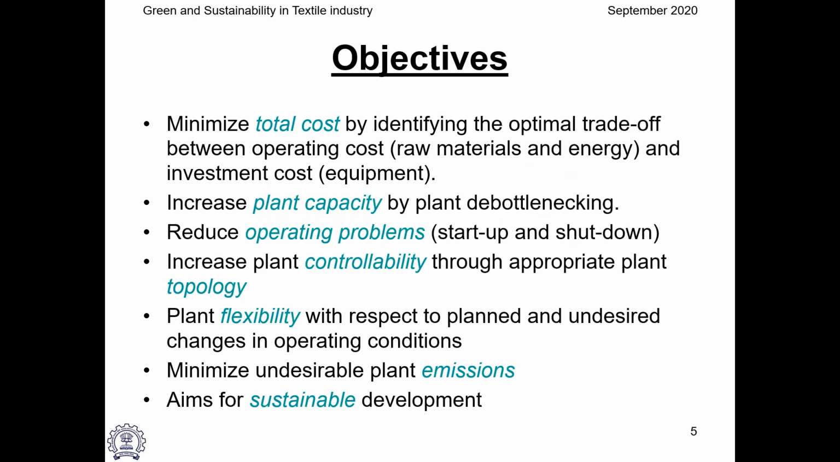Now, what are the objectives of such a study? The objectives are to minimize the total cost, or to increase the plant capacity, to reduce the operating problems during startup and shutdown, and increase the plant controllability so that it can take care of the topological related problems. You can increase the flexibility. You can minimize the undesirable emissions, and finally, we all aim for sustainable development. So this is the way the development has happened. These are a few objectives that have been taken up and answered, not all of them completely, but partially. And that's the research part of it, while we are developing and trying to address many such issues.